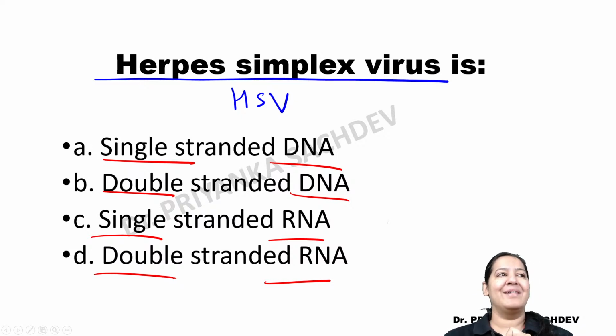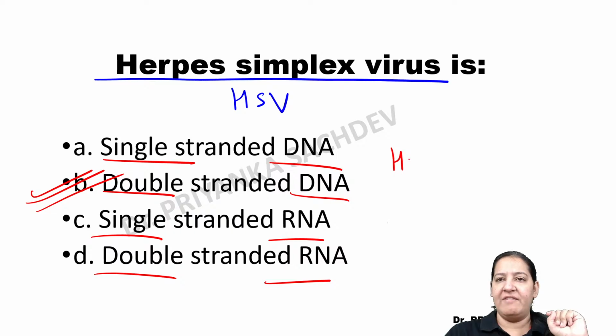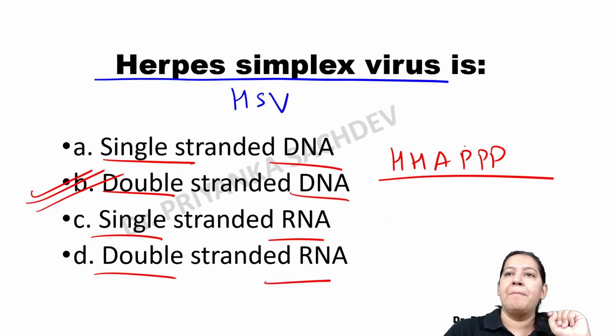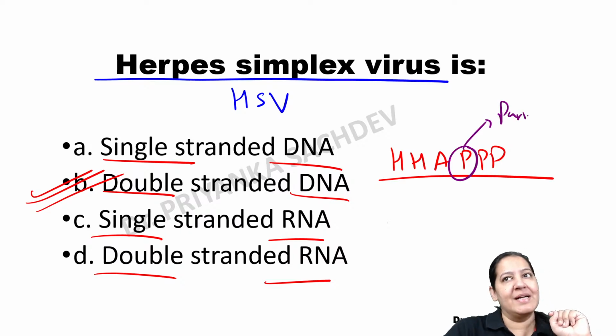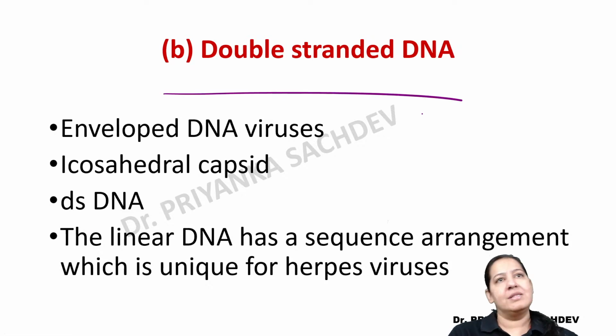So you already started answering. Very good, you all are right. What is the correct answer? Yes, it is a double-stranded DNA virus. All DNA viruses, there are 6 DNA viruses, HHA-PPP. All of them are double-stranded except Parvo, which is single-stranded. So herpes is a DNA virus which is double-stranded. So answer is B and you all are right.